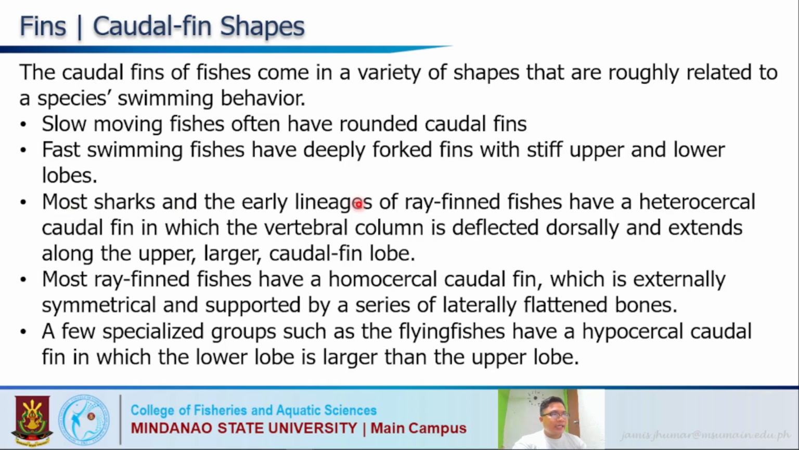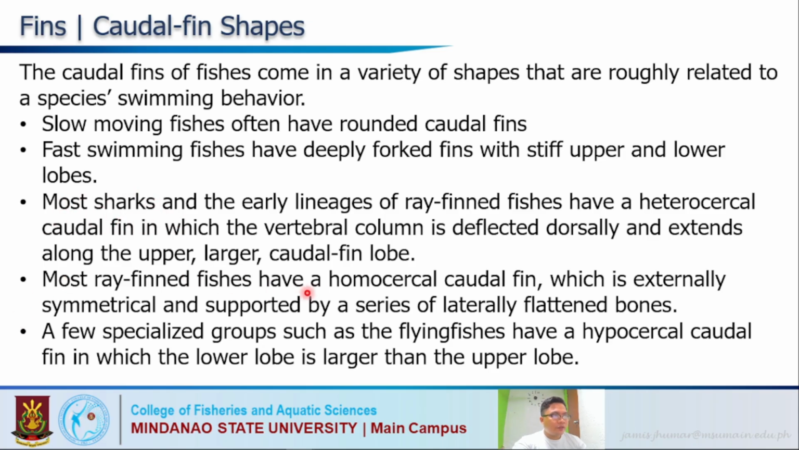Most sharks and nearly all lineages of ray fin fishes have a heterocercal caudal fin, in which the vertebral column is deflected dorsally and extends along the upper, larger caudal fin lobe. So these are the adaptations of the slow-moving fishes. This is the adaptation of fast-swimming fishes, and these are characteristic of the sharks.